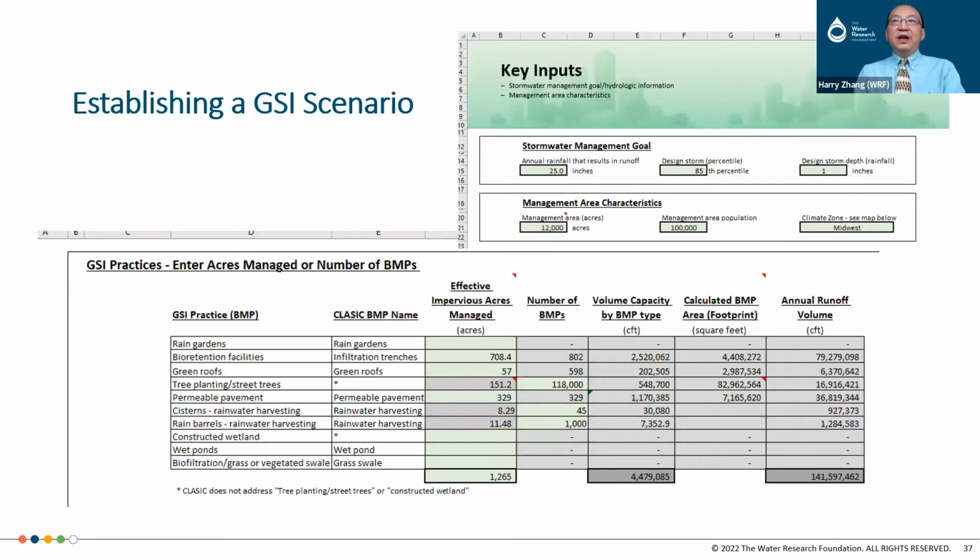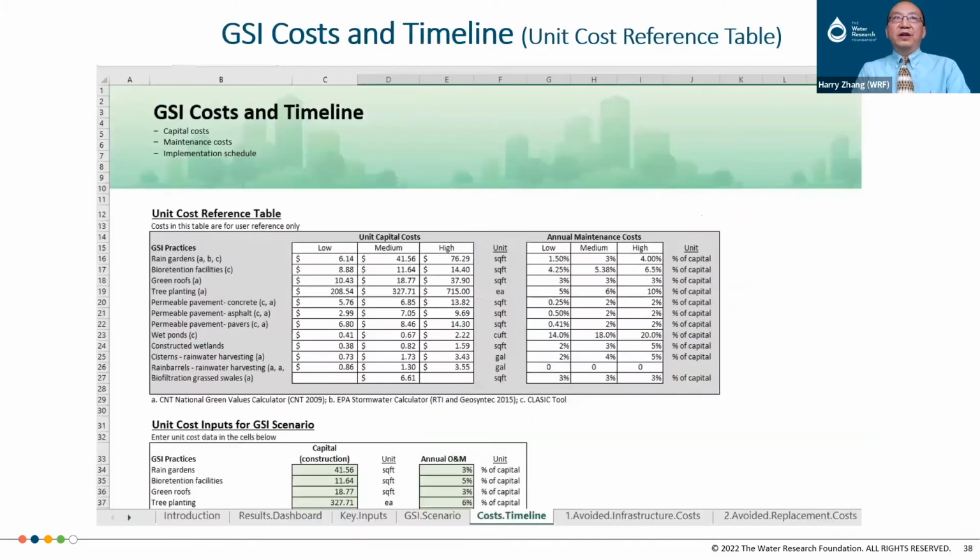In the time limit, I want to show a couple of screen captures, so later on you can take the slides and zoom in to look yourself. This one shows how to establish the green infrastructure scenarios, by BMP type. You can even enter the number of BMPs, and also some of the volume and parameters here. In terms of the cost, this tool is not only about benefit; you can see the cost as well.